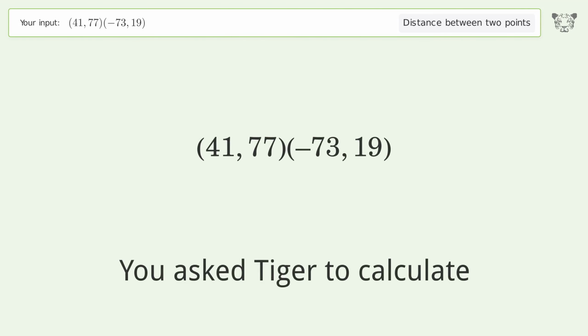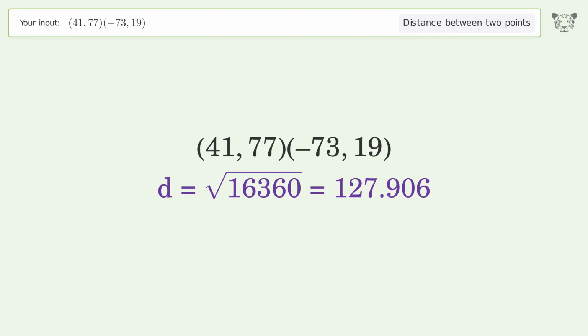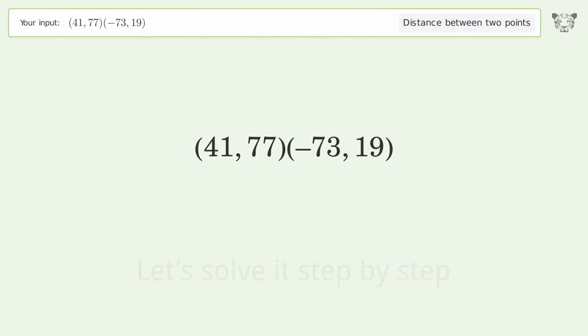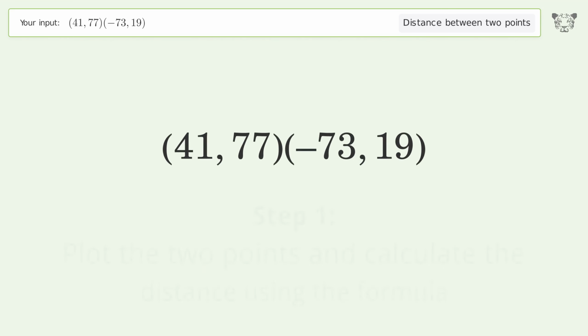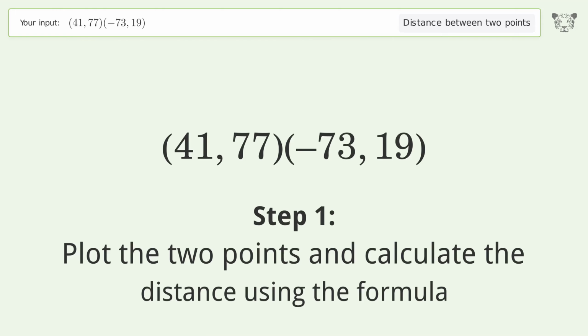You ask Tiger to calculate. This deals with the distance between 2 points. The distance between the 2 points is the square root of 16,360, or 127.906. Let's solve it step by step. Plot the 2 points and calculate the distance using the formula.